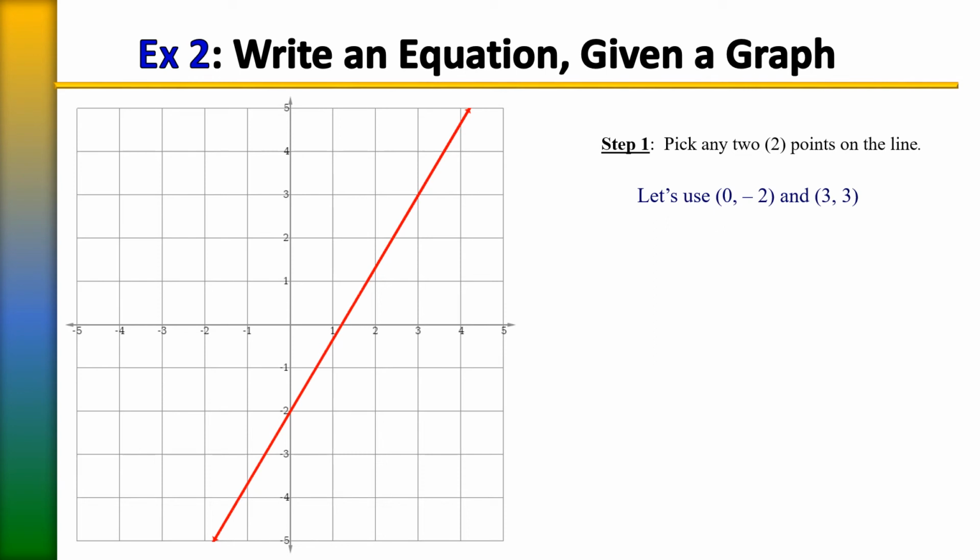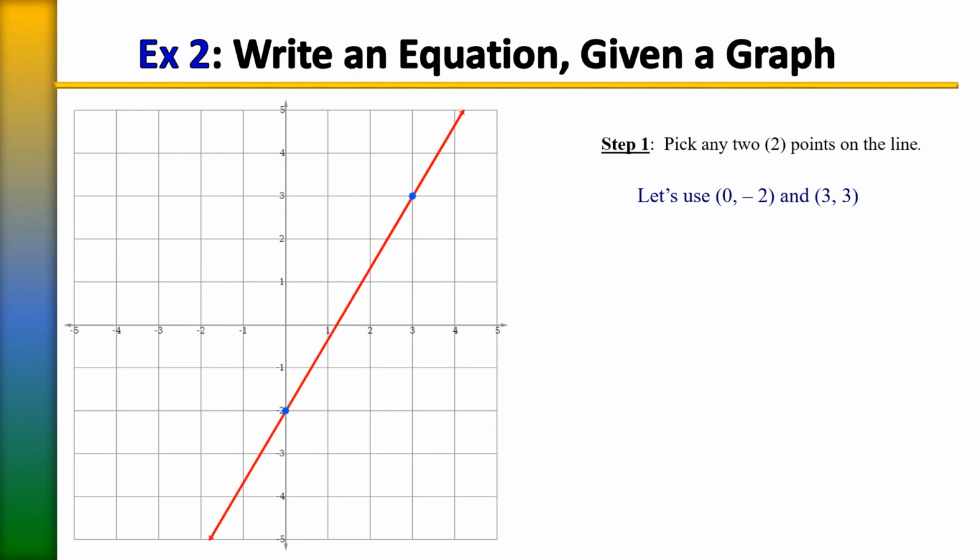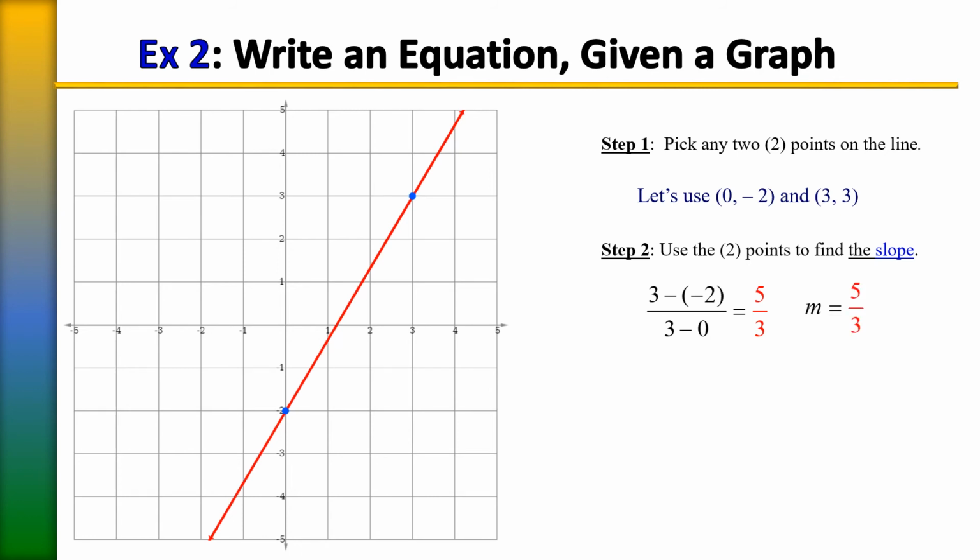So again, I'm going to choose whole number points. The first point I chose was 0, negative 2, and for the other point we used 3, 3, because I want to plug in whole numbers. When we plug those 2 points into the slope formula of y sub 2 minus y sub 1 over x sub 2 minus x sub 1, recall double negatives become positives, so negative 2 with the negative in front of it becomes plus 2, and that will leave us with a slope of 5/3.